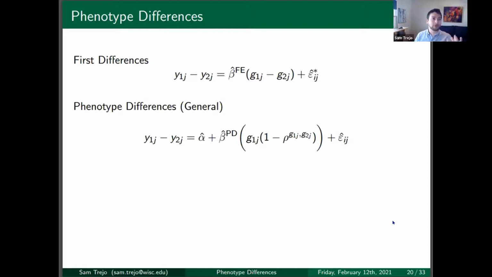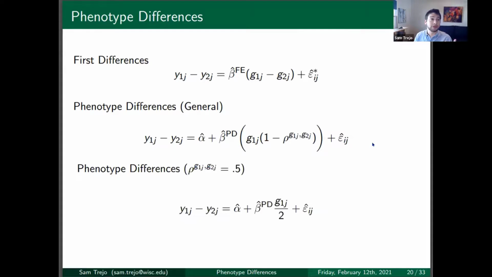In particular, here's the general phenotype differences expression. We still have the difference in the phenotypes on the left-hand side. We're adding in an intercept. This is actually important. And then, instead of having G1j minus G2j, the sibling difference, we only have one sibling's genotype, but we multiply it by the correlation of genotypes within families. This looks kind of ugly right now, but it simplifies to something much prettier, because in most cases, especially when there's not extreme assortative mating happening, this is equal to 0.5.